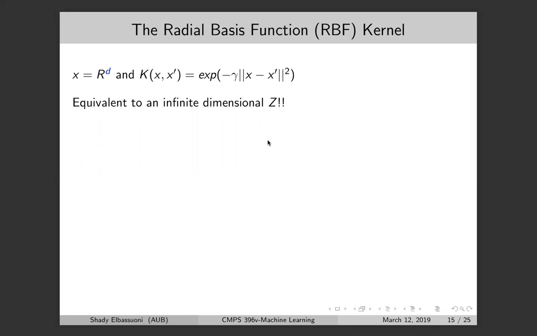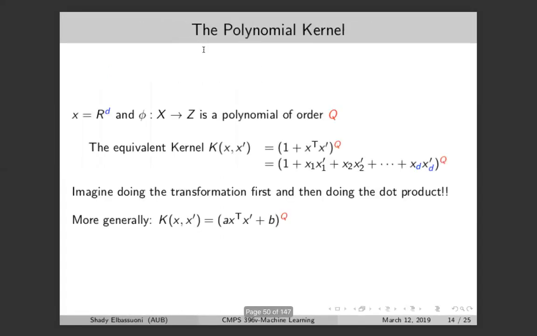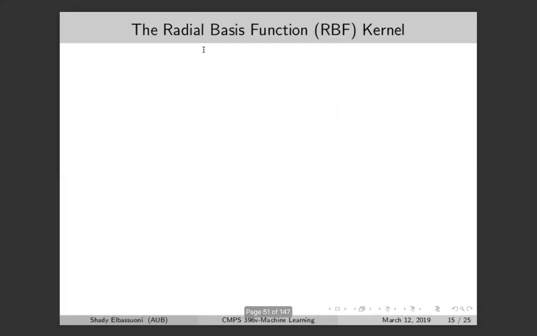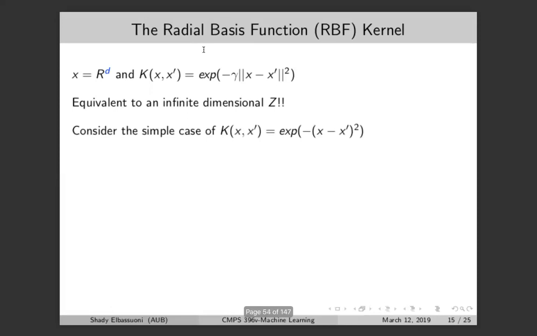For instance, the previous polynomial one corresponds to some form of a nonlinear transformation of order Q. This one corresponds to an infinite dimensional nonlinear transformation. I can show you how, but this is a little bit difficult mathematically.